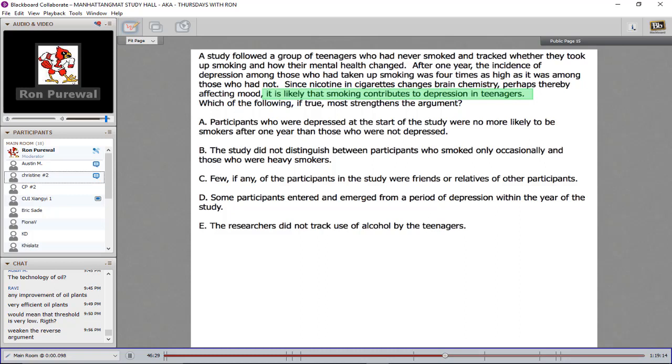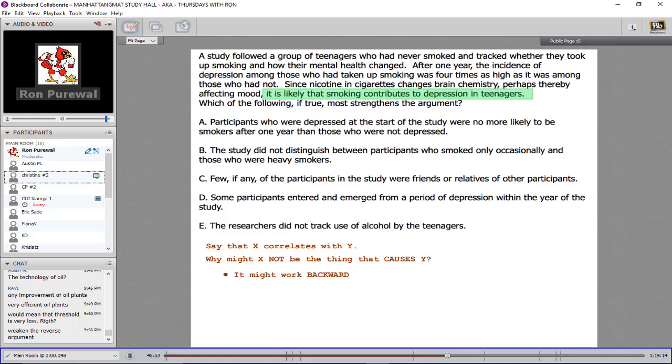Okay, yeah, right? So let's say that X correlates with Y. Why might X not be the thing that causes Y? Well, it might work backwards, sure. And then what else? Y might cause X.